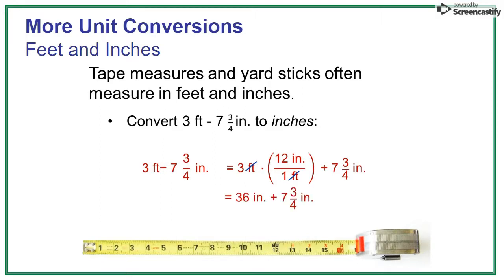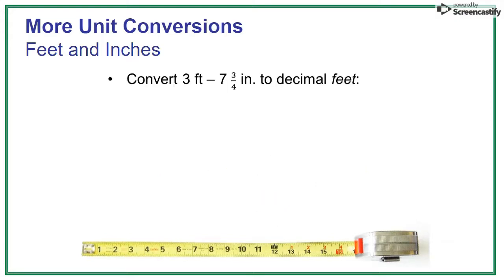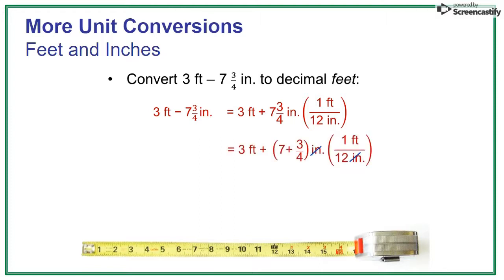Now both quantities are expressed in the same units, and you can add them. When converting feet and inches to feet, you must first convert the inch portion of the measurement into feet. Notice that you can find the decimal equivalent of 7 3/4 by adding 7 and 3 divided by 4. Once both quantities are in the same unit, you can add them together to get your final result in feet.